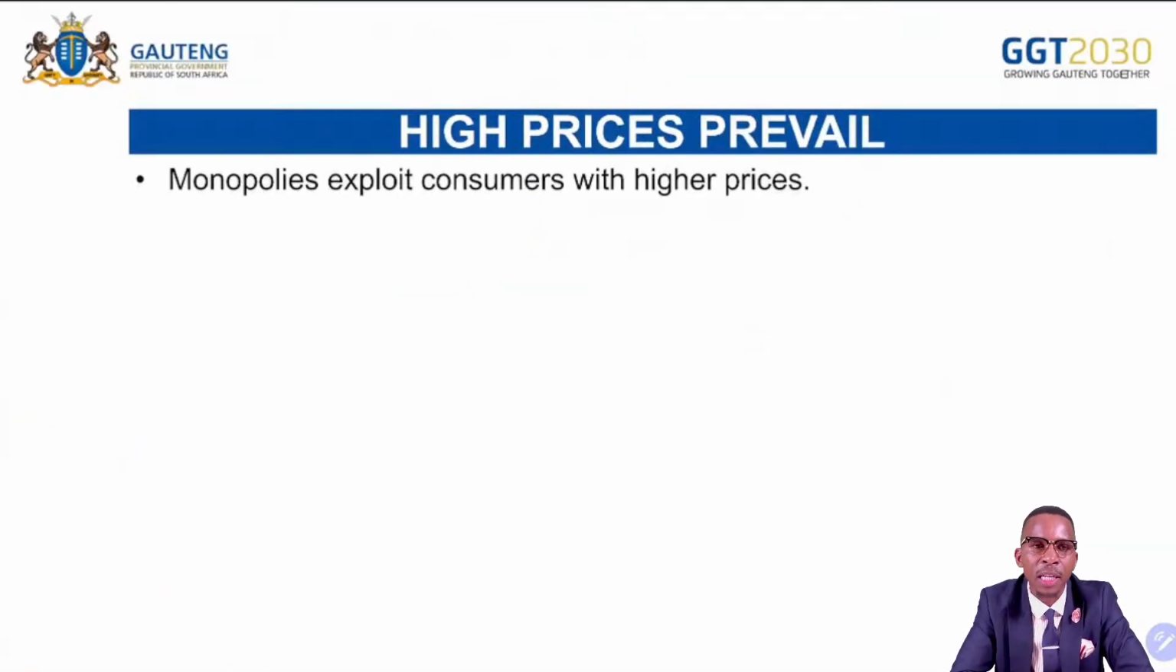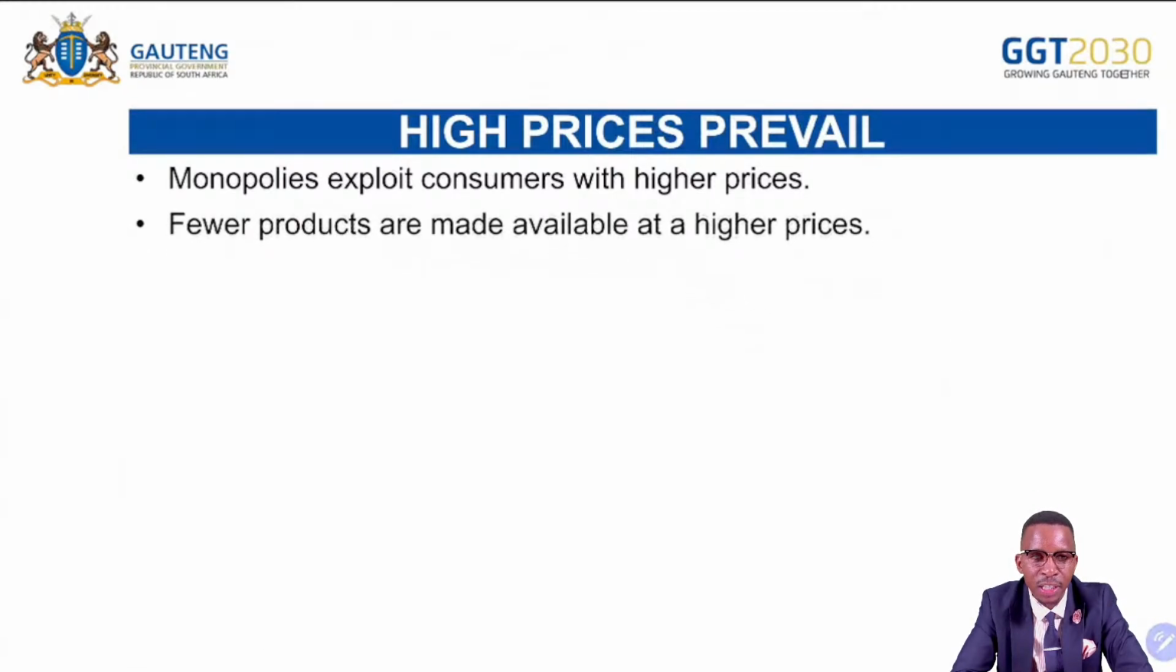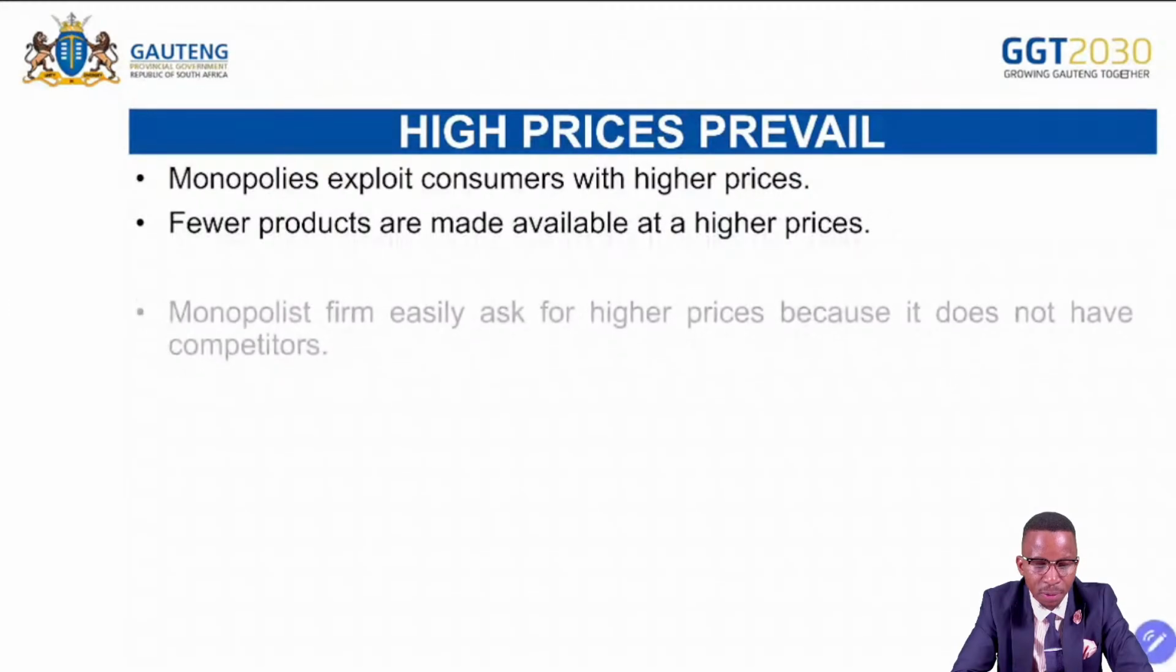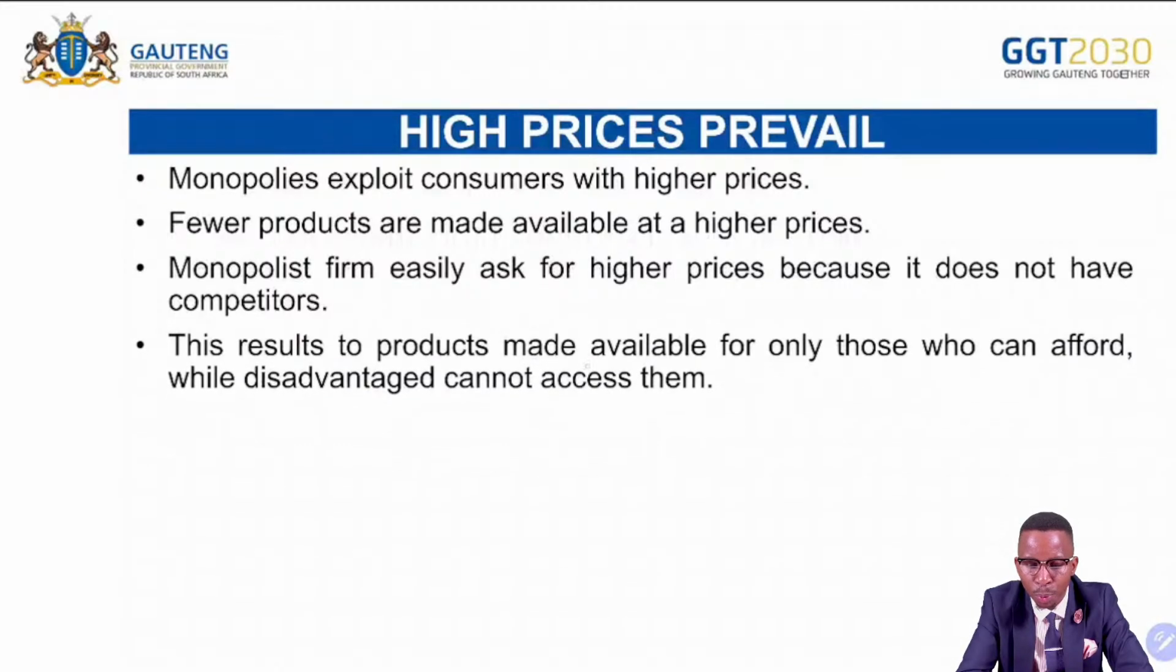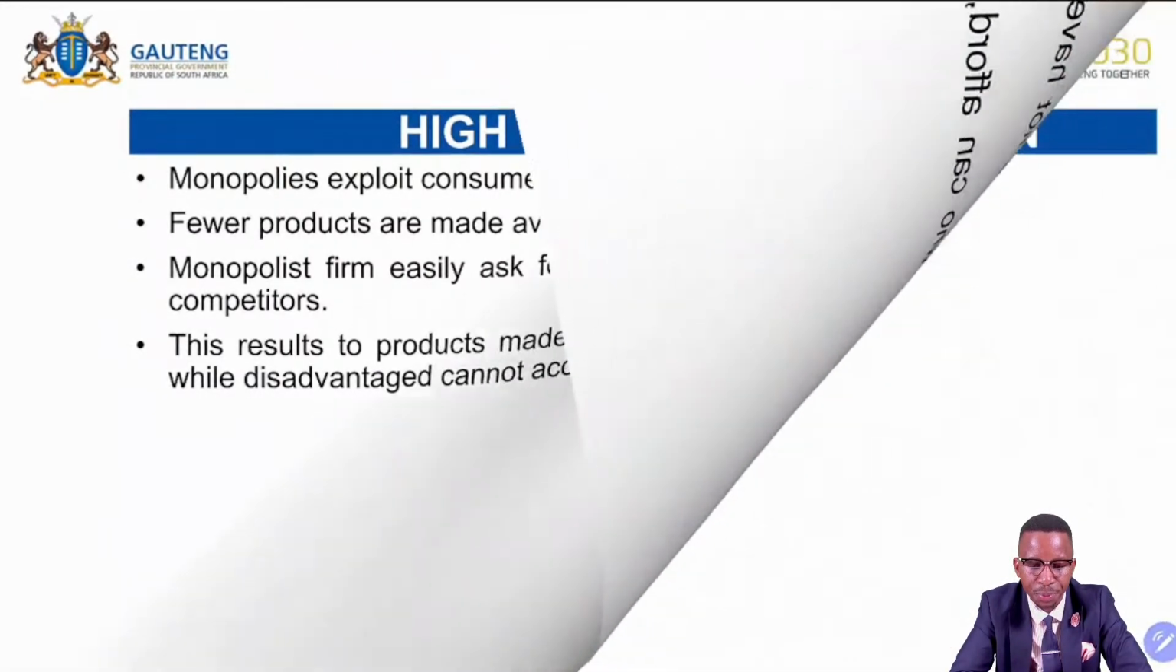High prices prevail. Under the monopoly, the firm tends to exploit consumers with higher prices because they don't have any alternative product to choose from. Monopolies exploit consumers with high prices. They always increase the price to decrease the output. Fewer products are made available at higher prices. The monopoly firm easily asks for high prices because it does not have competitors. This results in products made available only for those who can afford. Those that cannot afford go without the product because products are too expensive for them.